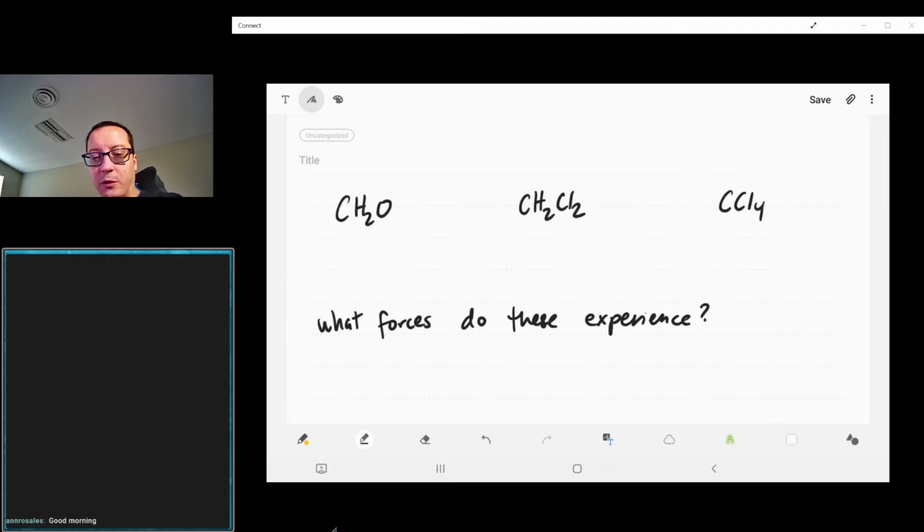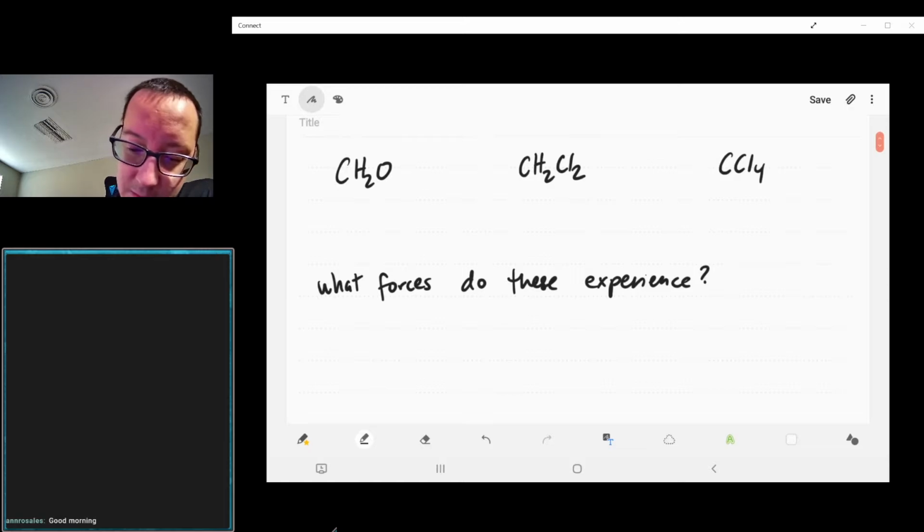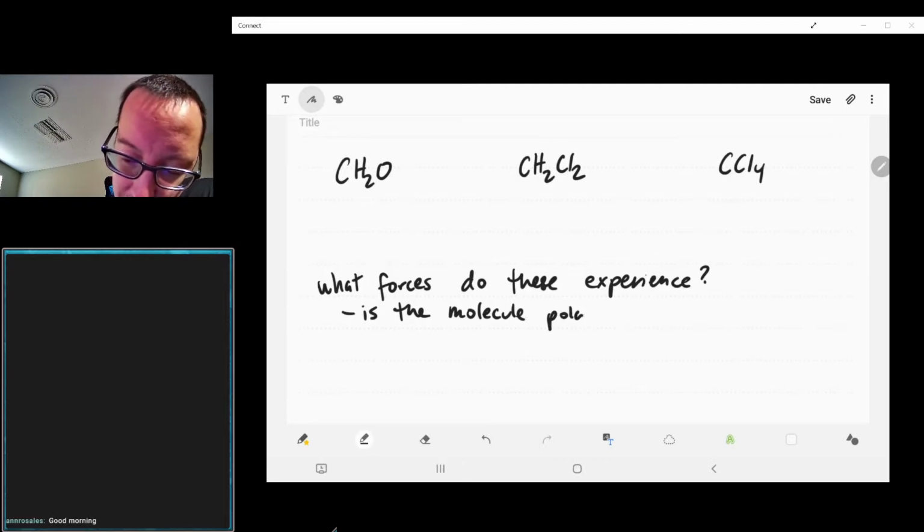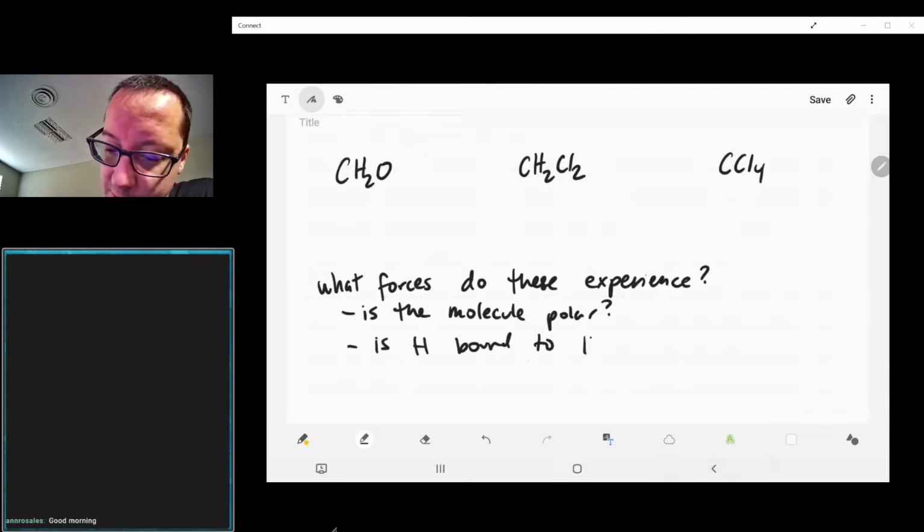And so if we want to do that, we really have a couple of questions to ask ourselves, right? We have to wonder if the molecule is polar or not. And then we have to see, do we have hydrogen bound to, oops, obviously not hydrogen, but oxygen, fluorine, or nitrogen.